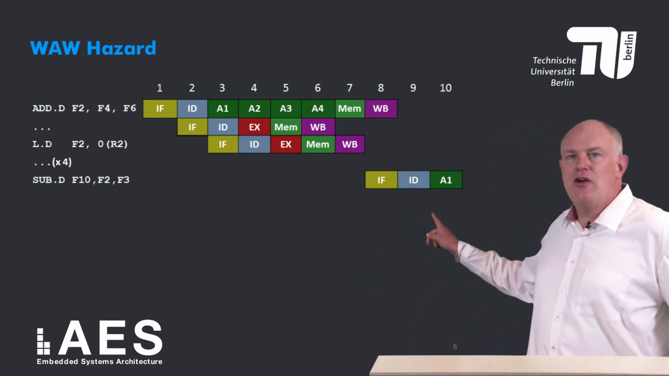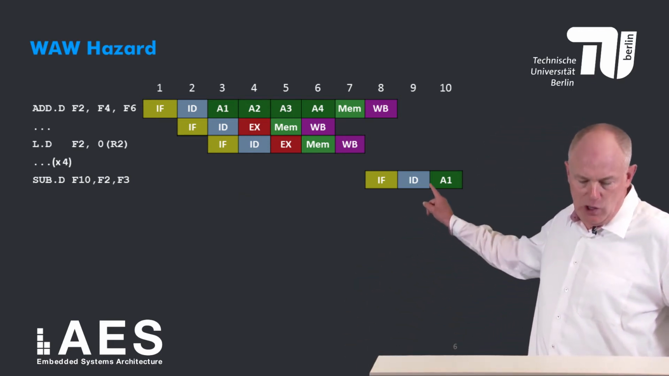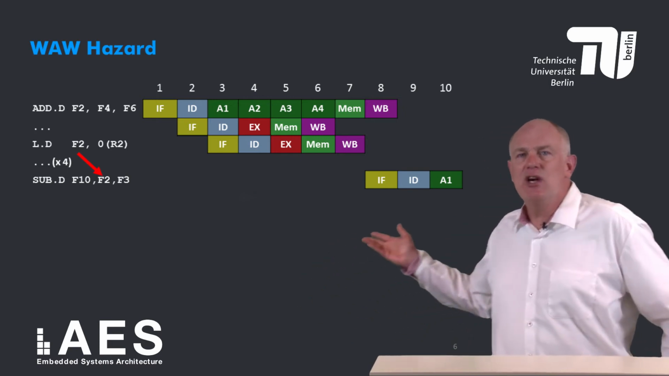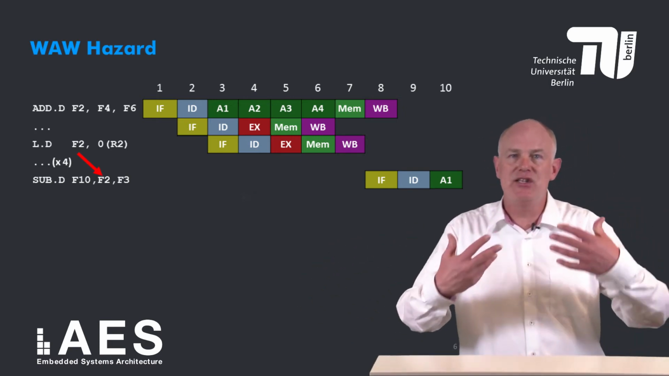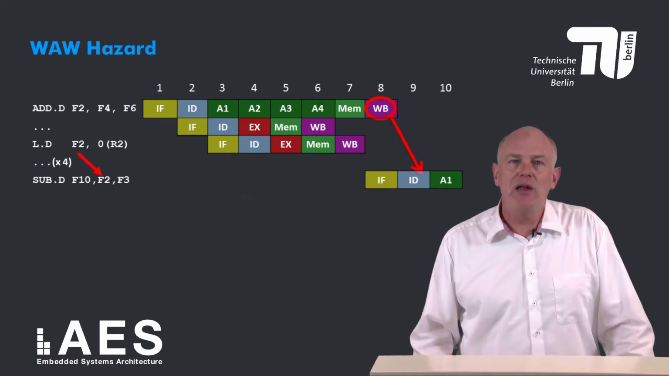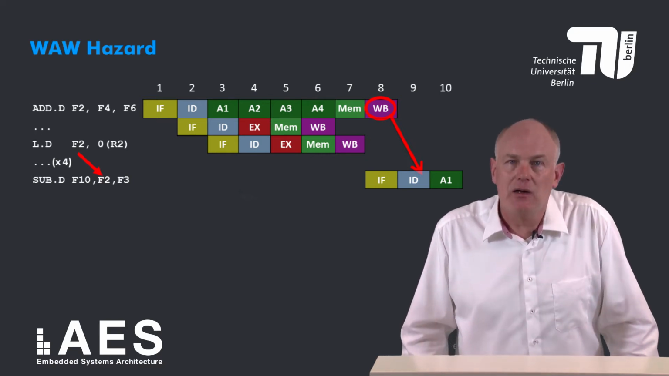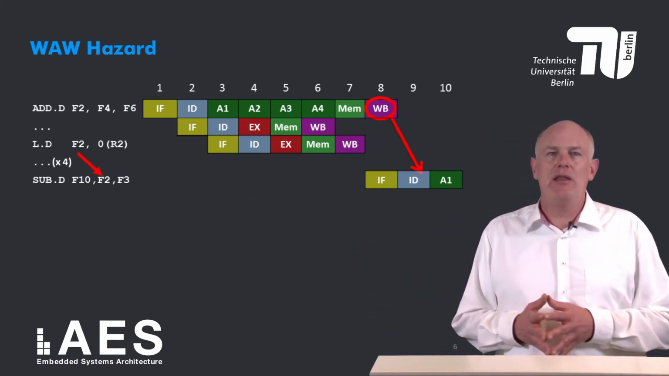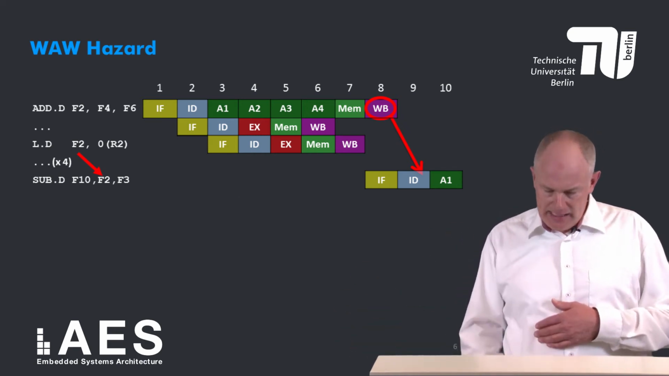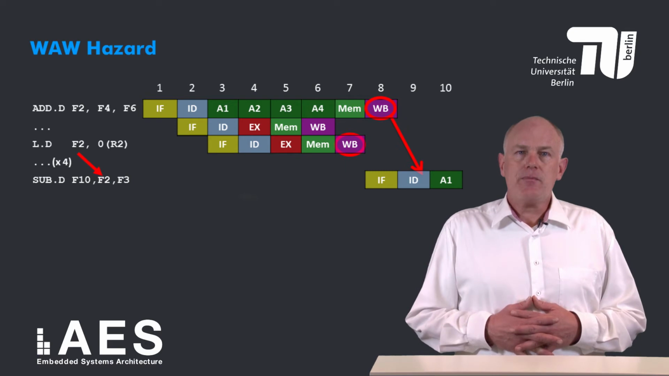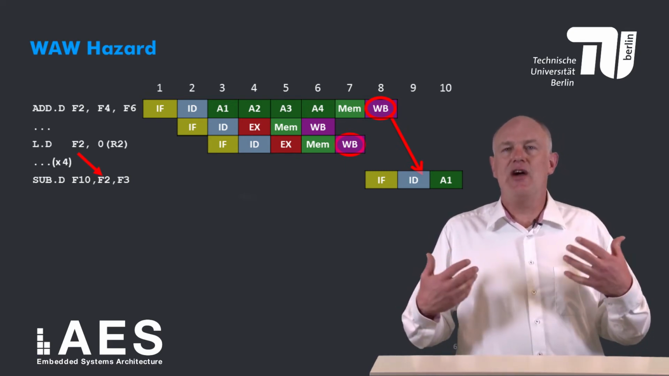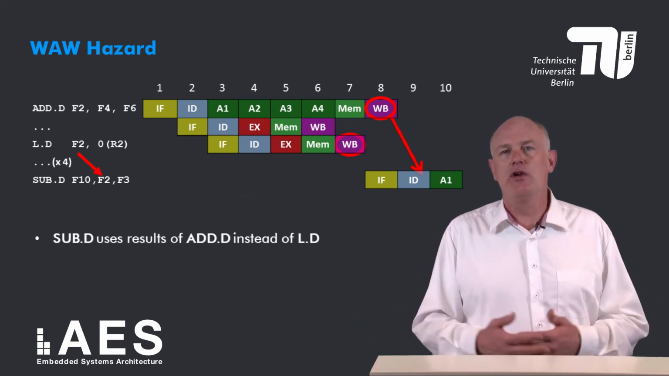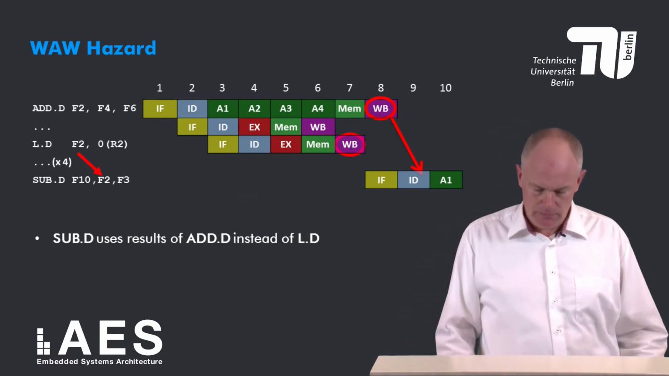In this example, the subtract double should use the value loaded by the load double, as indicated by this red arrow. But when this instruction sequence is executed as shown here in time, the subtract will read the value written by the add double in clock cycle 8, as indicated by this red arrow, instead of the value written to the register file by the load double in clock cycle 7, as indicated by this red circle. So to summarize, the subtract double will read and use the result written by the add double instead of the result written back by the load double, which is the result it should use.